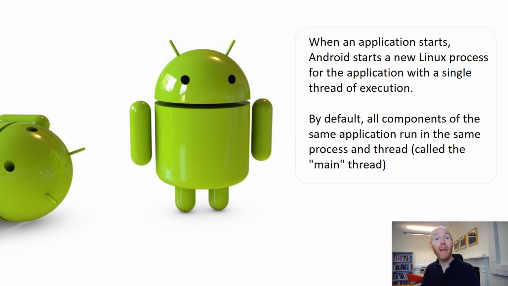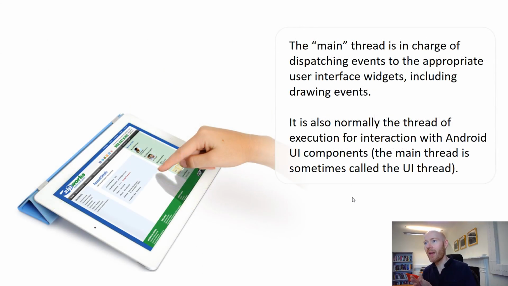Unsurprisingly, it's known as the main thread. Okay, so you get that by default. Now let's add a little bit more complexity to this then. So this main thread, the thread that you get, there is only one of them, so unsurprisingly it's going to be responsible for doing a number of things.